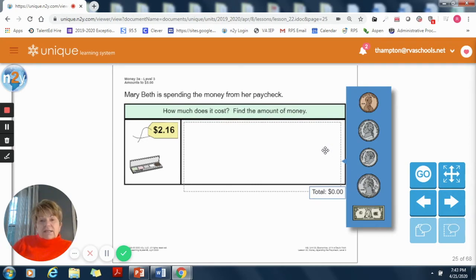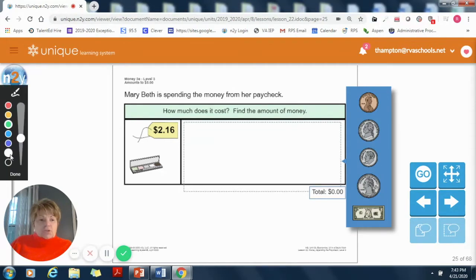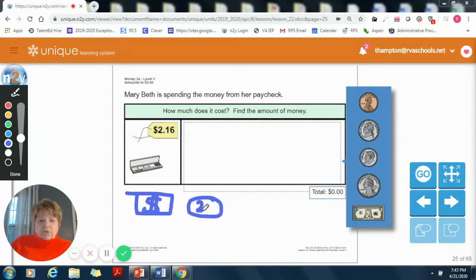Now, if you're working with us online, just click in the box and your coins and dollar bills will appear. If you're not working with us, what can you do? You can just grab a piece of paper and pencil and you can make your own dollar bills, right? Just draw a dollar inside of it. You can make your own coins and put their value inside of them very easily. And then you can decide what it is that you are going to put out.